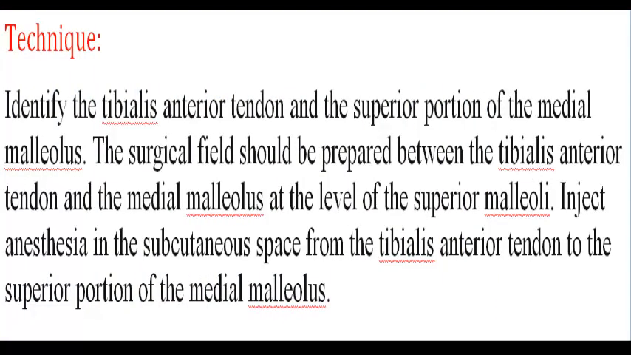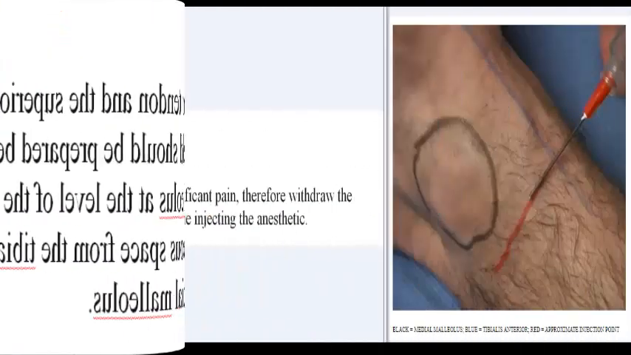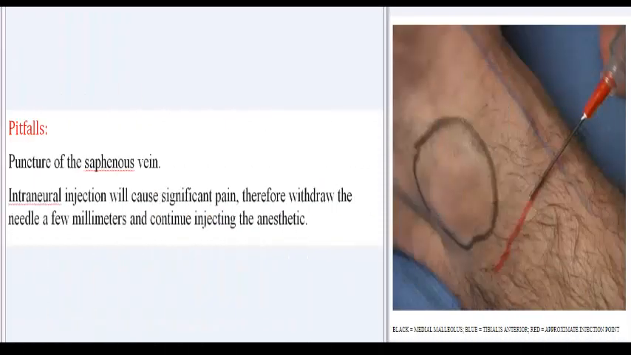Technique: identify the tibialis anterior tendon and the superior portion of the medial malleolus. The surgical field should be prepared between the tibialis anterior tendon and the medial malleolus at the level of the superior malleoli. Inject anesthesia in the subcutaneous space from the tibialis anterior tendon to the superior portion of the medial malleolus. Pitfalls: puncture of the saphenous vein. Intraneural injection will cause significant pain, therefore withdraw the needle a few millimeters and continue injecting the anesthetic.